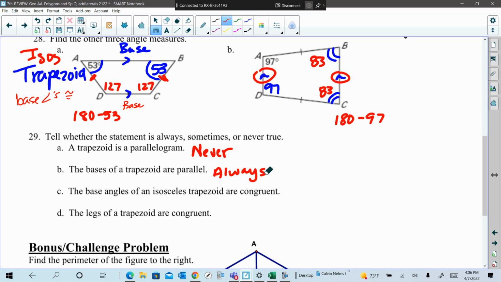The base angles of an isosceles trapezoid are congruent. That is always. It says the legs of a trapezoid are congruent. That is sometimes. When it's an isosceles, yes. When it's not, no. Okay.